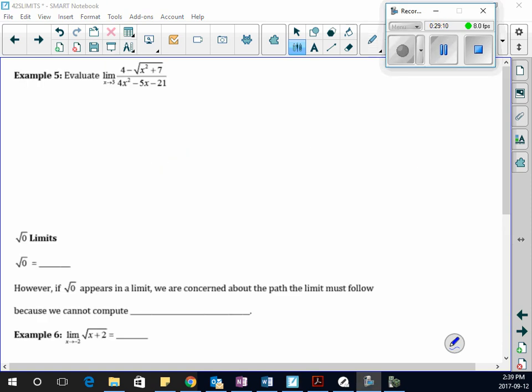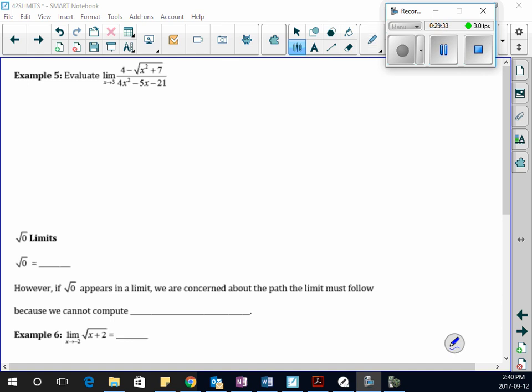Okay, direct substitution. We get 9 times 4, which is 36, minus 15 minus 21. So we get 0 at the bottom. Does everybody see that? And what do we get on the top? We get 9 plus 7 is 16, root 16. I get 0 over 0. Quick inspection, I get 0 over 0.